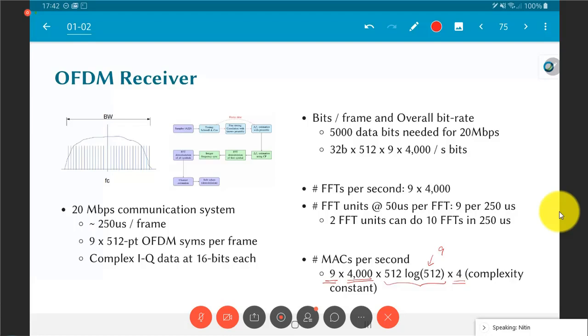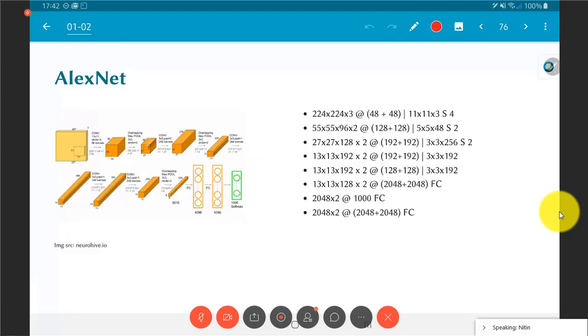So this was for the OFDM receiver. I just wanted to go through the computation and show you what it involves. The next example that I had put up last time was AlexNet. This is a neural network. Essentially what we take is an image of size 224 cross 224 and 3, that is basically the RGB channels, which is fed into a number of different computations.